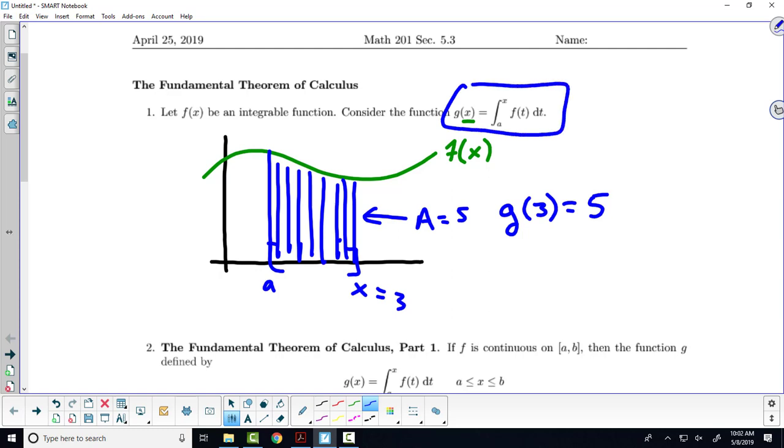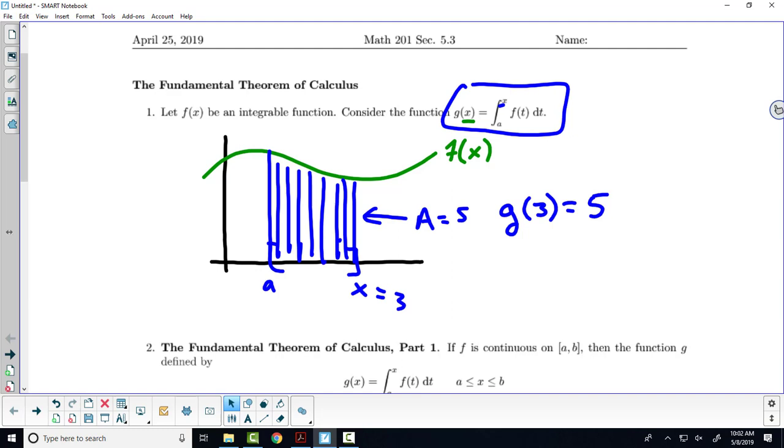Again, because there's a lot of symbols in that function, when you're having trouble looking at it, first identify the variable. The variable is x, the upper limit of integration. So the way I think about this function is I think about taking that x point right there and sliding it back and forth. And as I slide that x value back and forth, the output is the area underneath the function, and that will be changing.